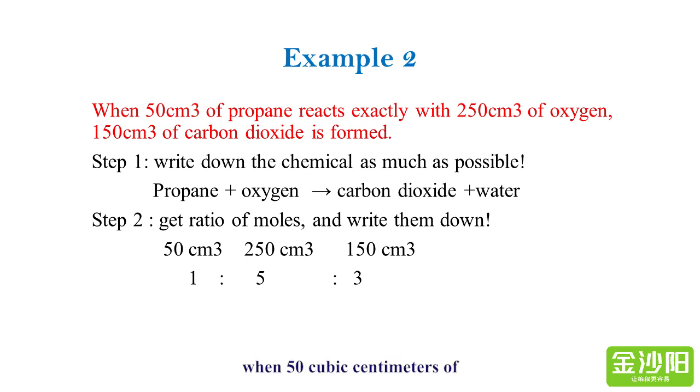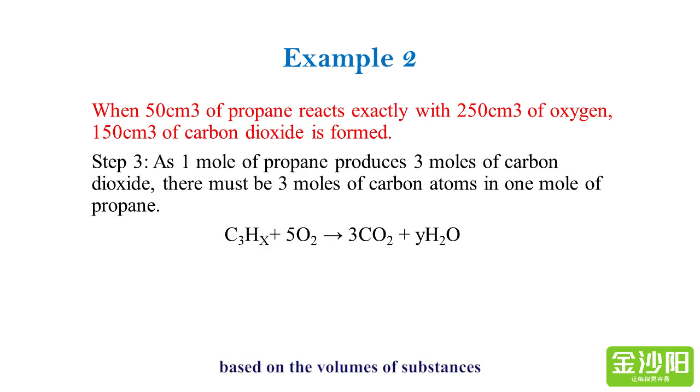When 50 cubic centimeters of propane reacts exactly with 250 cubic centimeters of oxygen, 150 cubic centimeters of carbon dioxide is formed. So, the first step is to write down the chemical equation as much as possible. And then, we get the ratio of moles based on the volumes of substances. As 1 mole of propane produces 3 moles of carbon dioxide, there must be 3 moles of carbon atoms in 1 mole of propane.